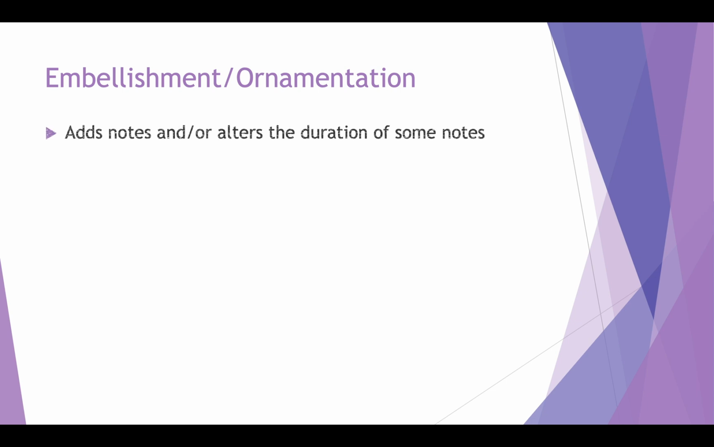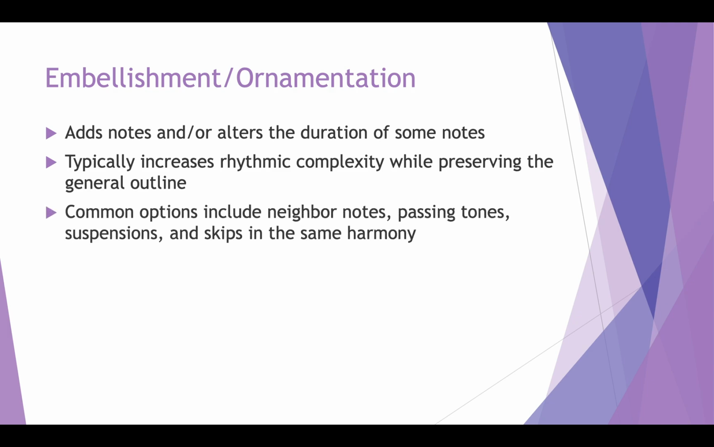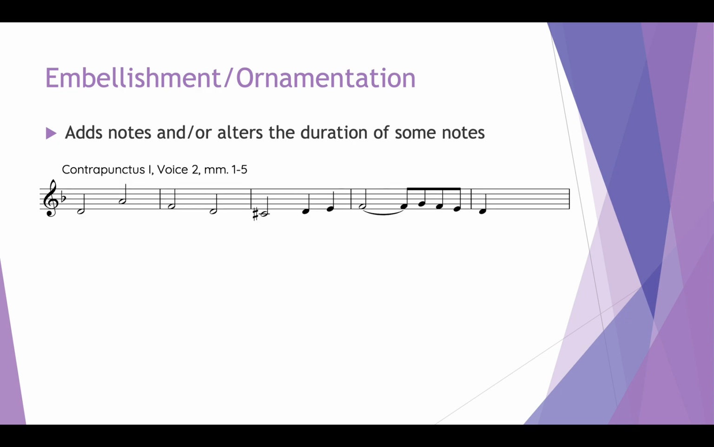Now let's move on to embellishment and ornamentation. An embellishment essentially is either adding a note or altering the duration of some of the notes. This typically increases the rhythmic complexity while preserving the general outline. Common options for additions include neighbor notes, passing tones, suspensions, and skips in the same harmony. Notice that neighbor notes and passing tones and skips would involve introducing an additional note, whereas the suspension really relies on sustaining a note past where it would have in the original before it resolves down.